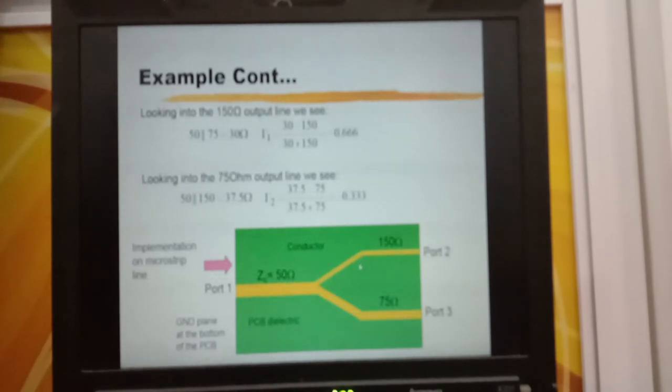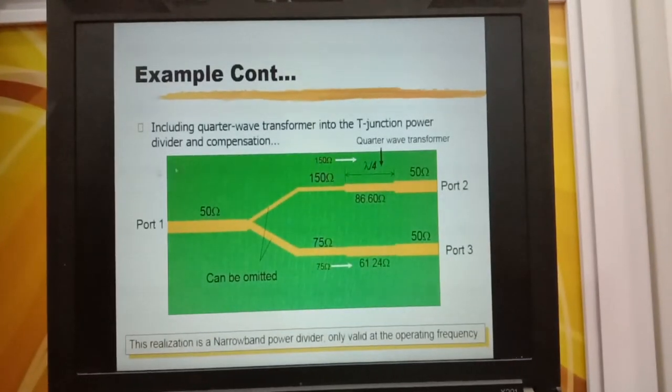So that 150 ohm is transformed to 50 ohm at port 2 and 75 ohm is transformed to 50 ohm at port 3. This is how it looks like.